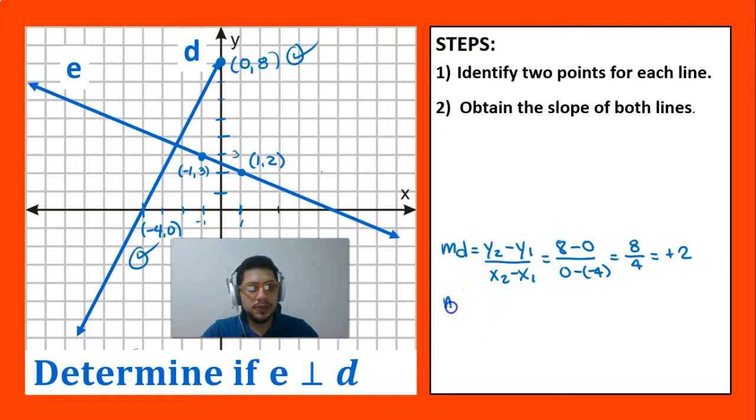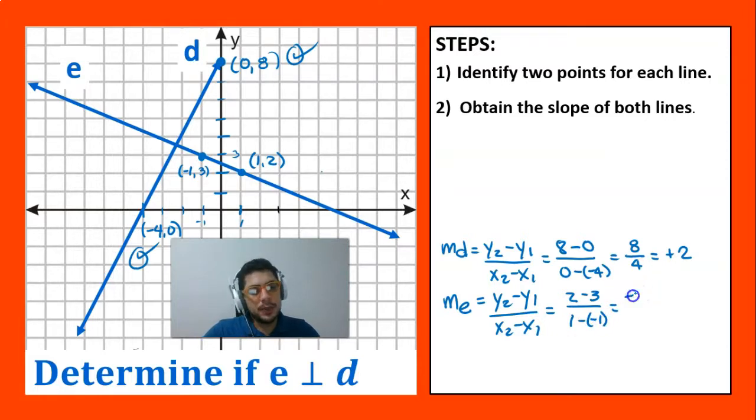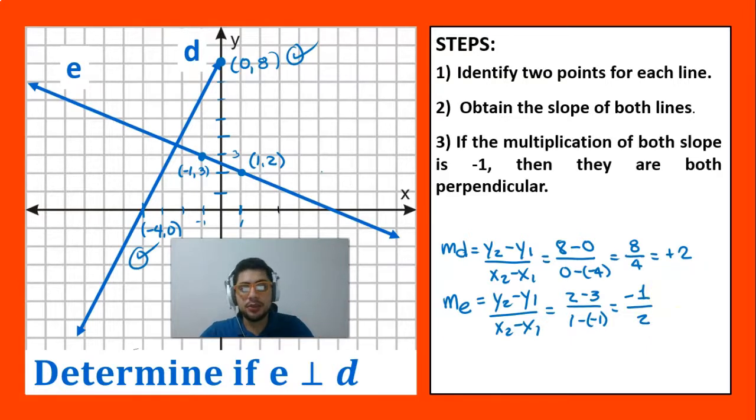Now, the slope of line E is going to be equal to y2 minus y1 divided by x2 minus x1. Now, y2 is 2, y1 is 3, x2 is 1, and x1 is -1. So that would be -1 divided by 1 minus -1, which is 2. So the two slopes are 2 and -1/2.